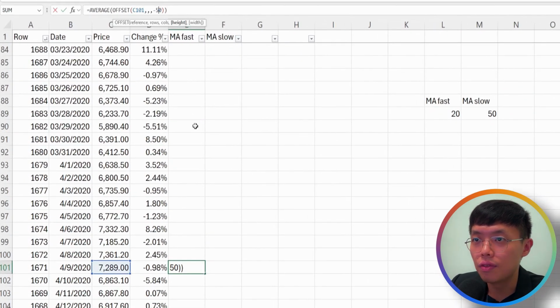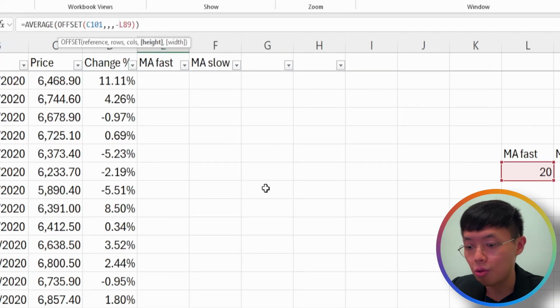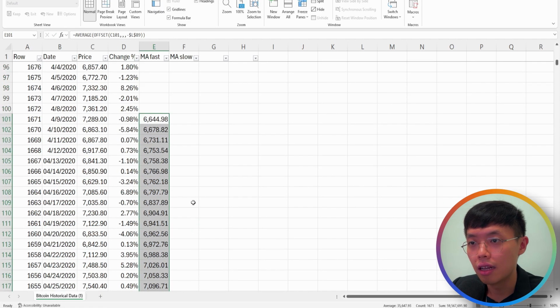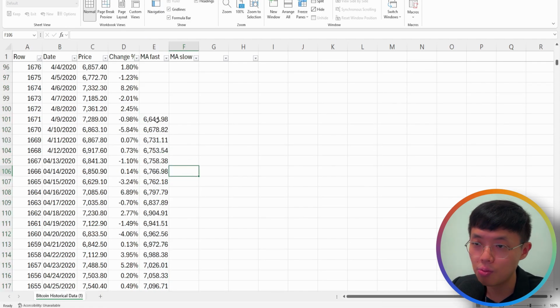And then this number I'm going to reference to the fast one. And I must remember to lock the cell by putting a $ sign, right? $ sign at the alphabet, $ sign at the number. Okay, so I'm going to apply to all yet again by double tapping on this black dot right here. And then I have all my fast moving average.